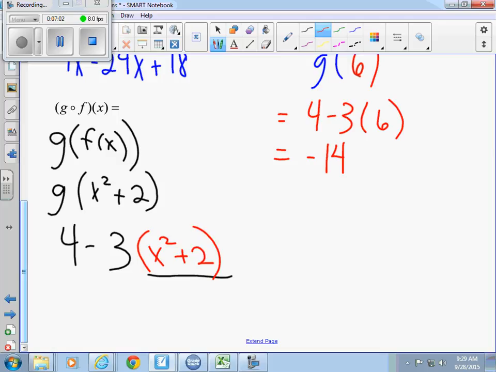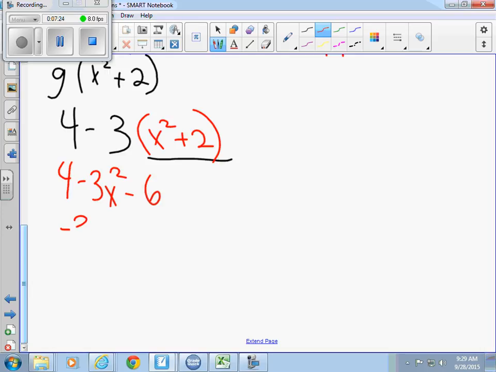So you can see that on this one, the square didn't create quite the difficulty that it did on the first question, because the function didn't end up being squared. So this one I just distribute and rearrange. Which highlights again that f of g of x and g of f of x are going to be different answers. Any questions about that?